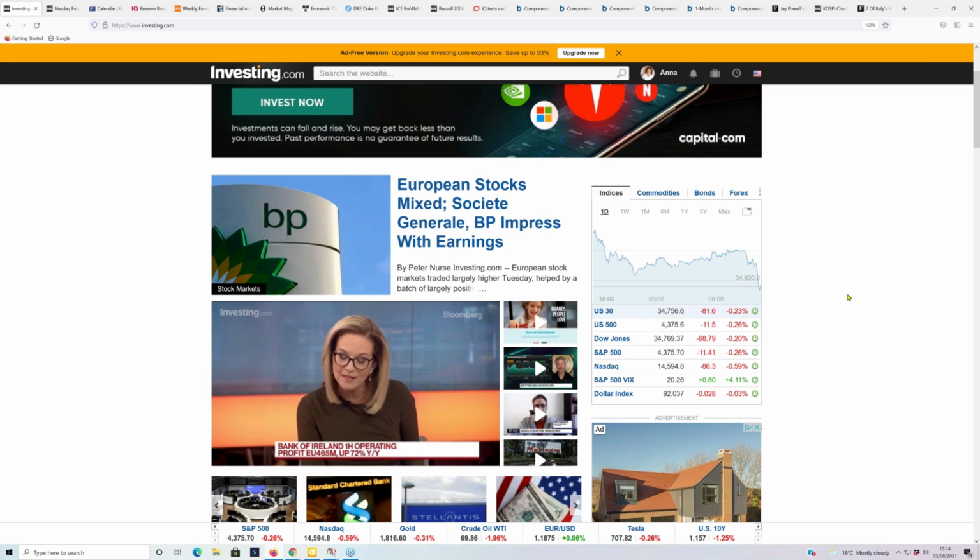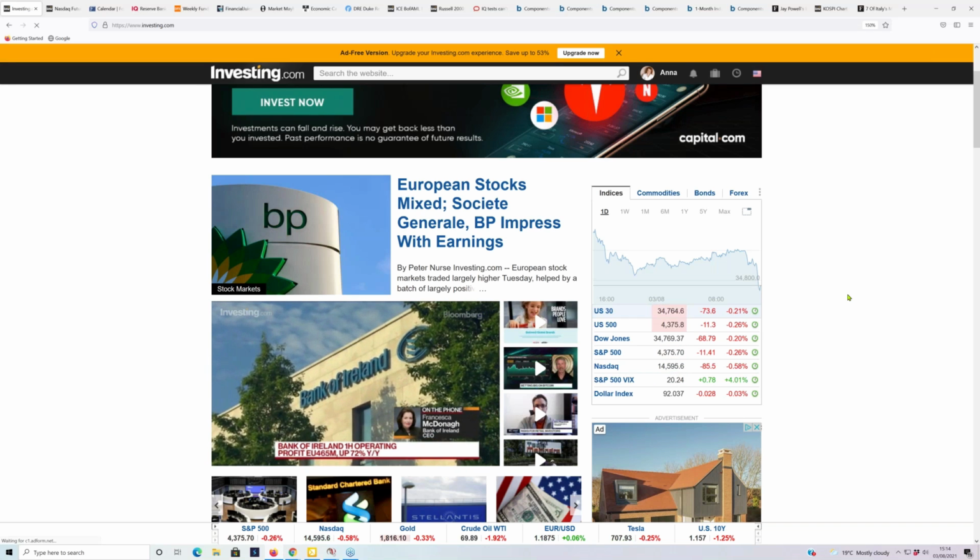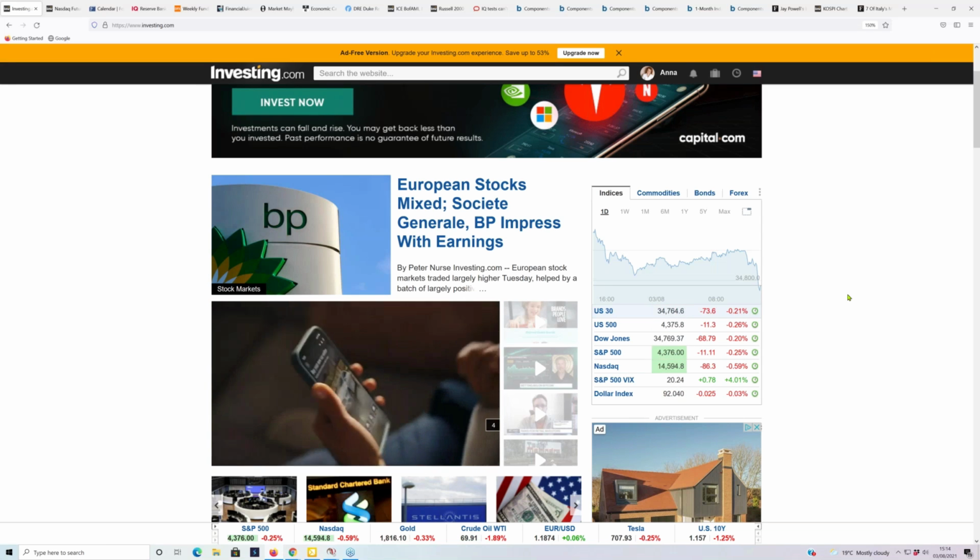Just a couple of other things I can mention to you. If you're not a Forex trader and you've not thought about using the Forex market for sentiment, then keep an eye on the yen, on the Japanese yen.